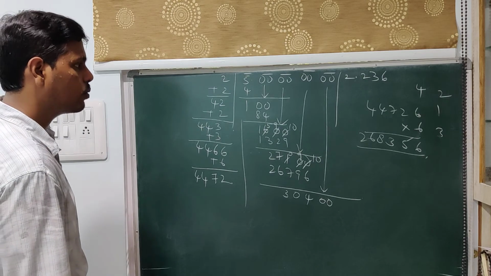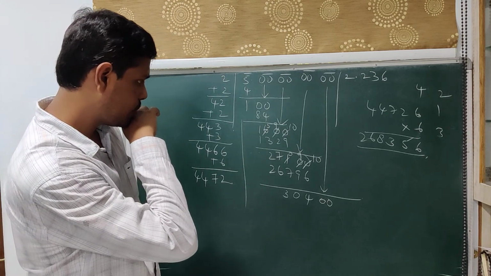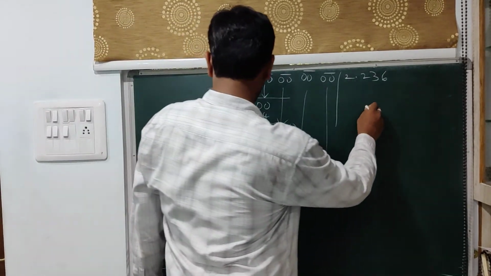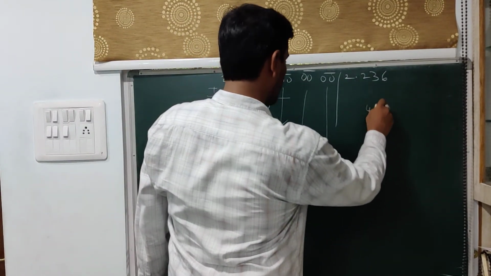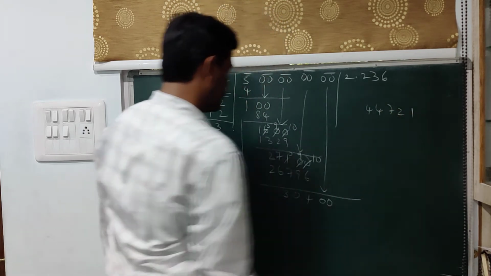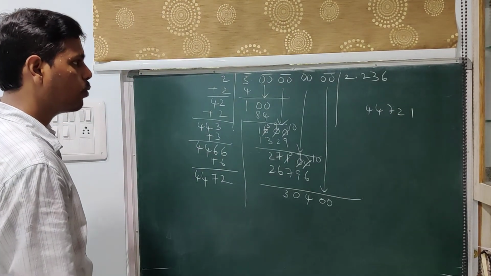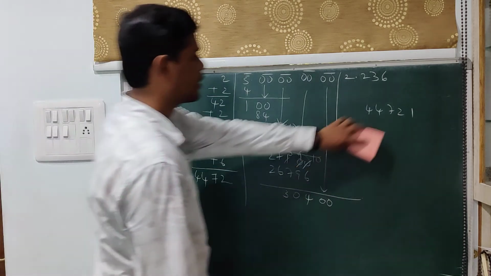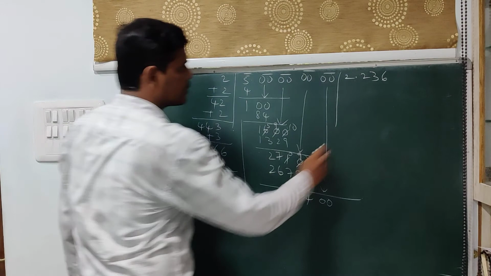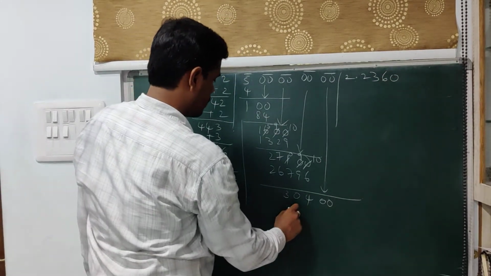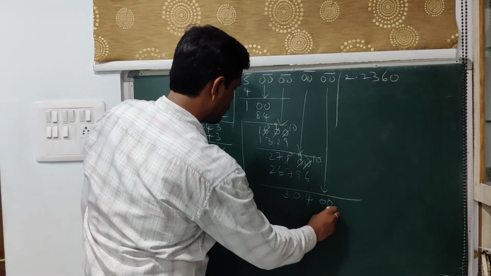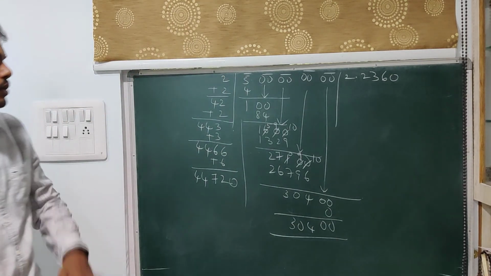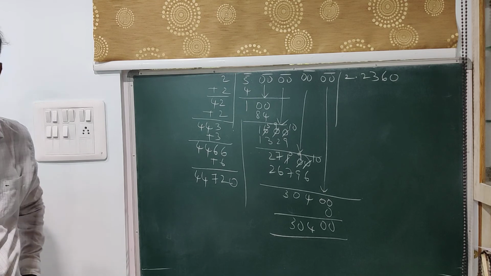4, 4, 7, 2. In fact, that is more than this. So we'll go with a much lesser number. If I go with one time, 4, 4, 7, 2, 1, that is again bigger than this. So we go with 0 times. So if I go with 0, then this is 0 times. So 3, 0, 4, double 0. So that's the case. So this is the way you go about it.